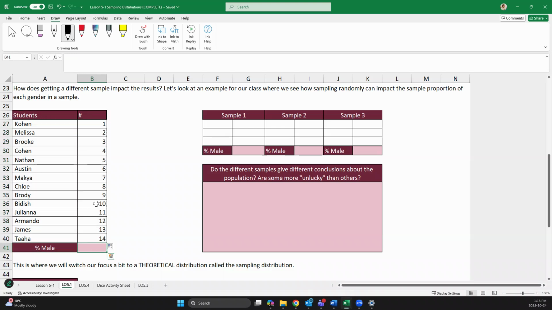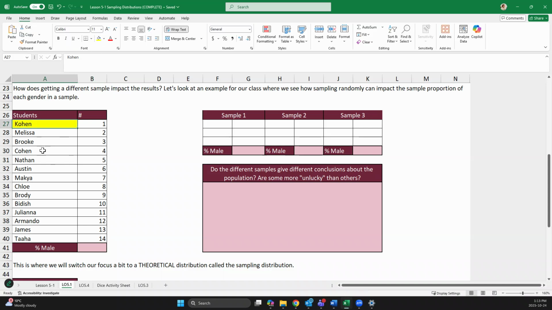If this is my population for all students in the class, if I look at how many males I have, Cohens are both male, Nathan and Austin are male, Brody and Badish are male. Armando, James, and Taha are male. So it's 1, 2, 3, 4, 5, 6, 7, 8, 9. There are 9 males out of 14 in the population. So that's about a 64% chance of being male.